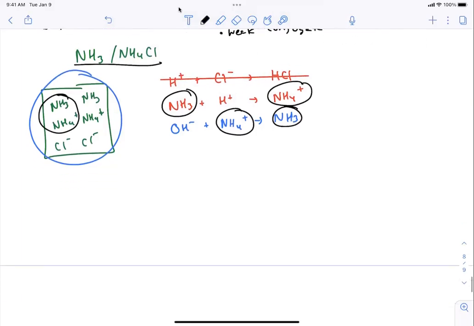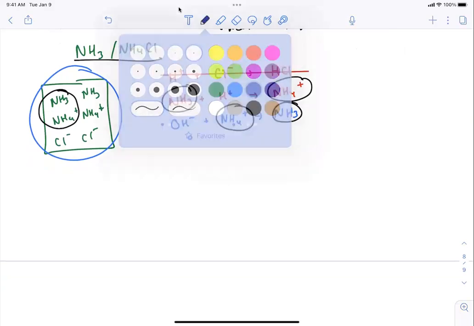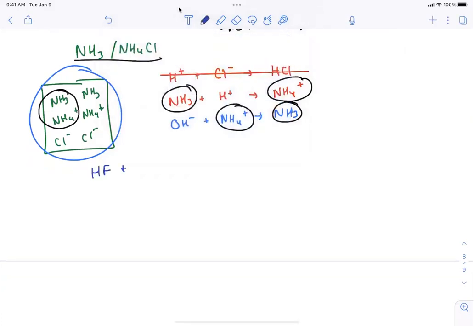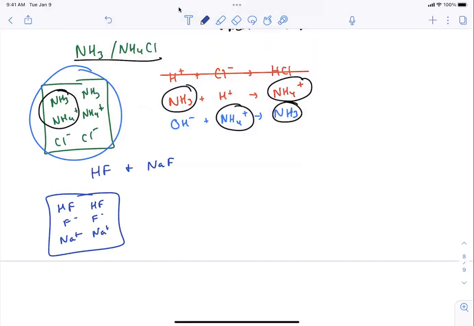Okay. So for example, let's say I had HF and NaF. Okay. Maybe that's the way we should think about it. So I'm going to draw it out. The salt NaF is always going to dissociate. So you have something weak and then you have the salt, and the salt's going to dissociate.